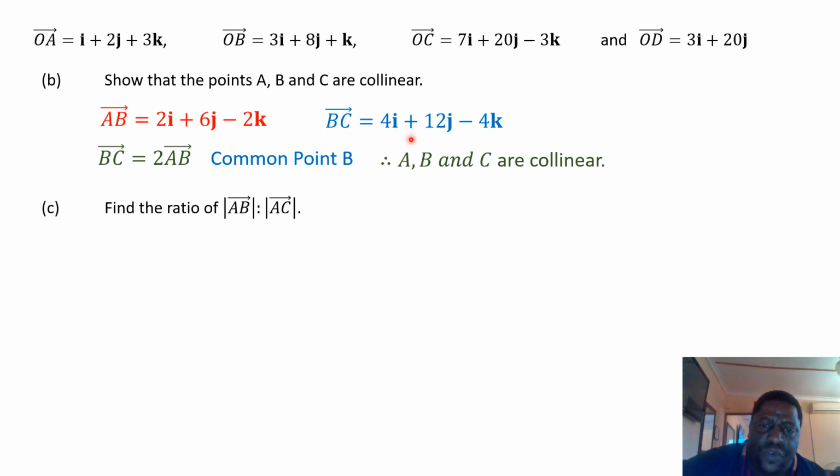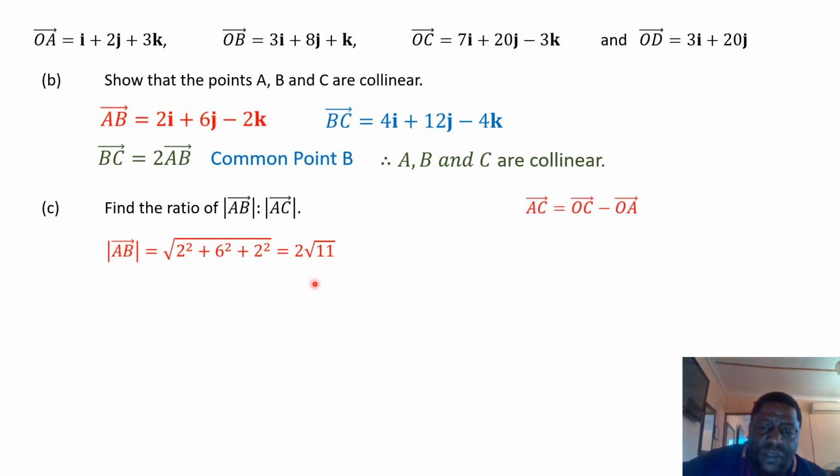BC is 4i plus 12j minus 4k. So obviously I want you to compare with what we have before. What is the ratio of vector AB with regard to vector AC? Well, vector AB, if we look at the absolute value or the distance, is 2 root 11.